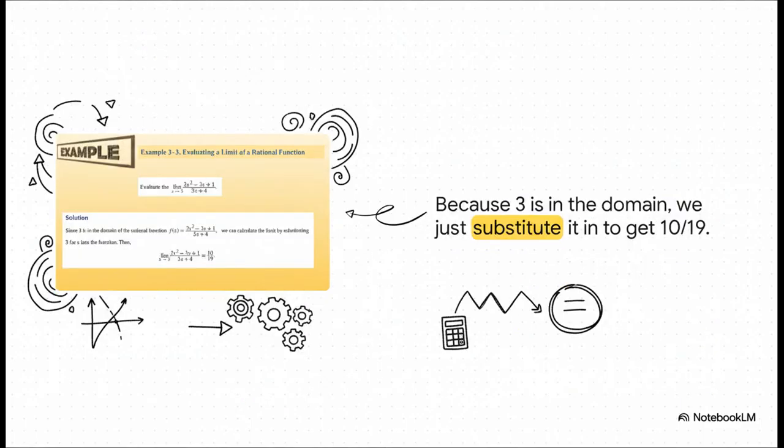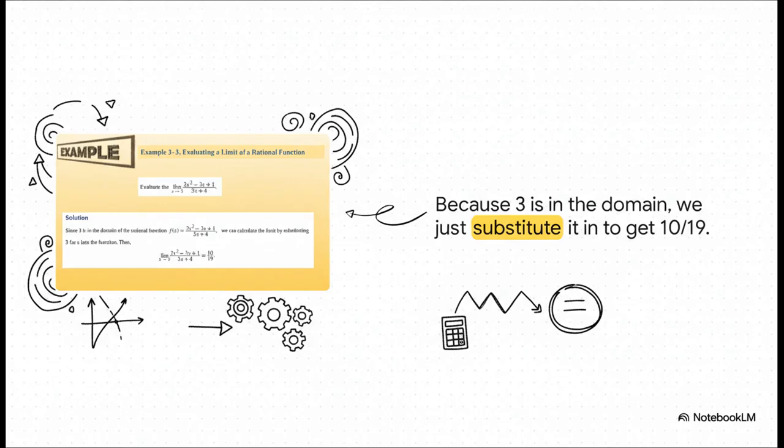And this is a perfect example of that power in action. We want the limit as x approaches 3. Does plugging in 3 make the bottom 0? No, so it's in the domain. We just substitute 3 in for x, do some quick arithmetic, and bam, there's our answer, 10 over 19.